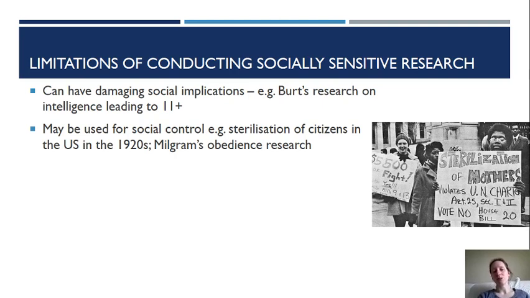Another example is Milgram's obedience research. If we understand the situational factors that can make someone obey, we can manipulate those factors to make people more likely to obey orders when we want them to. So it's kind of social control, manipulation.